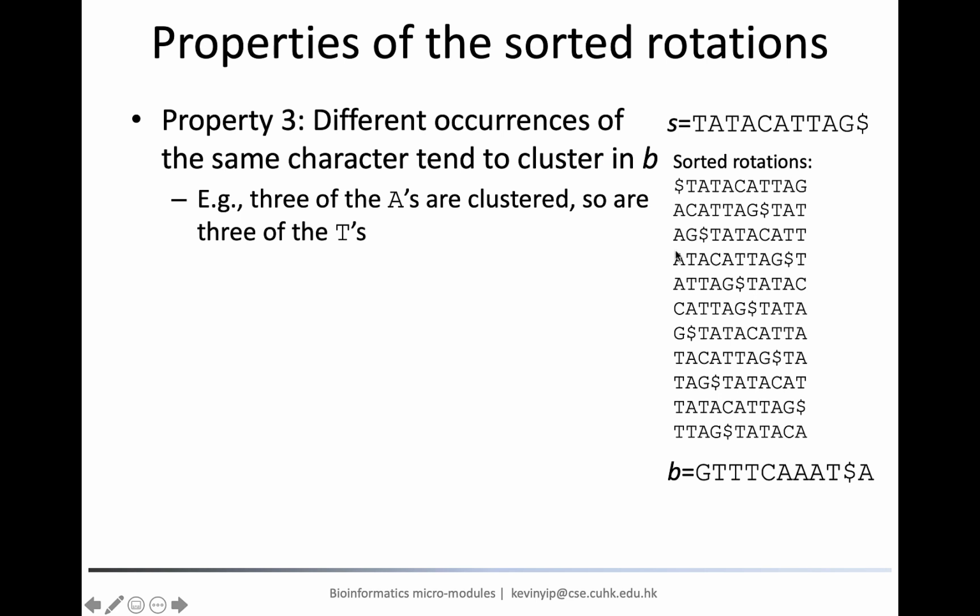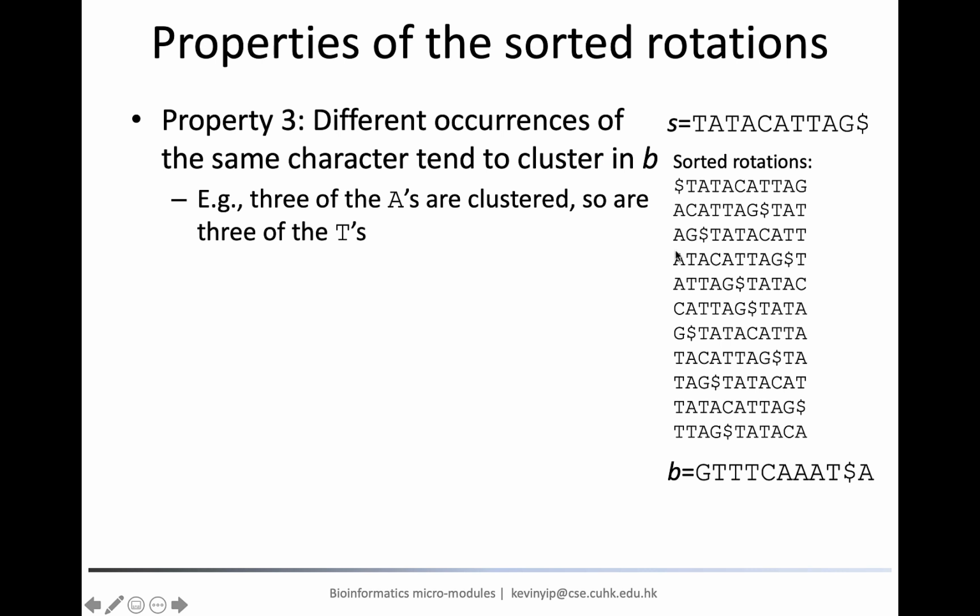After the warm-up, let's study a less trivial property now. This third property states that different occurrences of a character tend to be clustered together in B. For example, in S, the 4 A's are all not adjacent to each other, and the 4 T's are also distributed across the whole sequence. However, after transforming S to B, we see that 3 of the A's are adjacent to each other, and so are 3 of the T's.